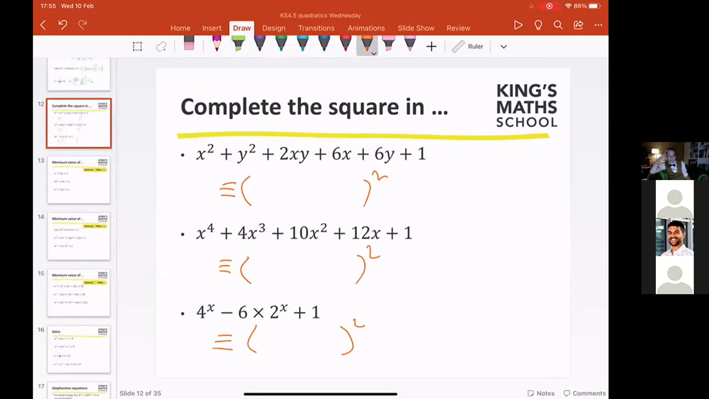Remember, the principle is it's a single bracket squared, and then all I want at the end is add or subtract a number, an x or indeed y free number. And hopefully you can see how the little has led to the lot. This is hard.